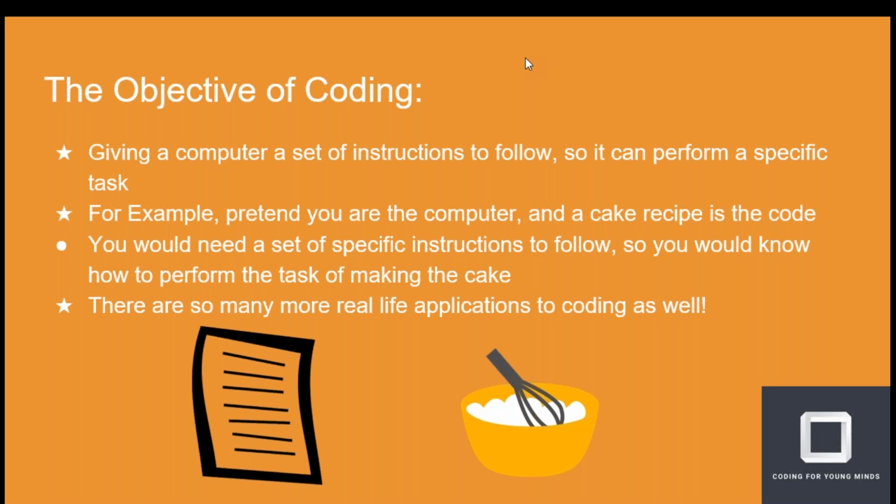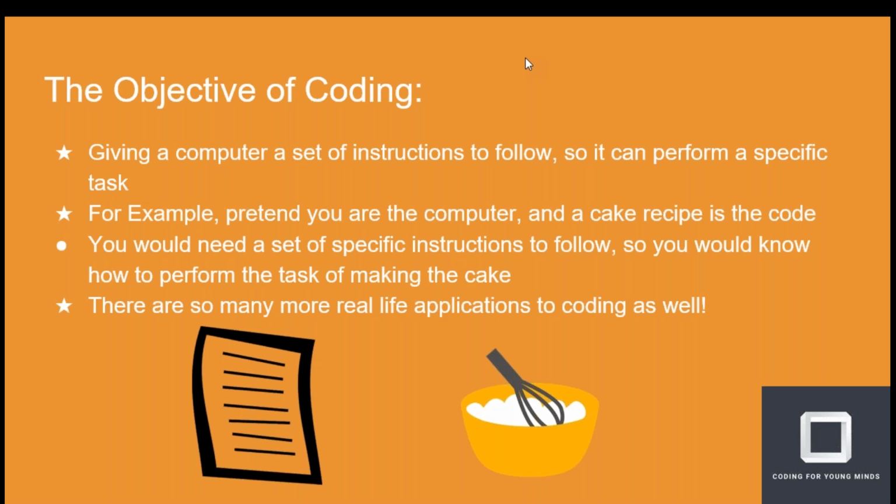So, for example, let's pretend that we are all computers and we're trying to bake a cake. So, in order to actually bake our cake, we need a recipe to follow so we can actually create our final product, which is the cake itself. So, in order to actually bake this cake, we need a cake recipe as the code for us, the computers, to follow and eventually create a final product, which is the cake. And this is really, really similar to how programming and coding with computers works in real life as well.